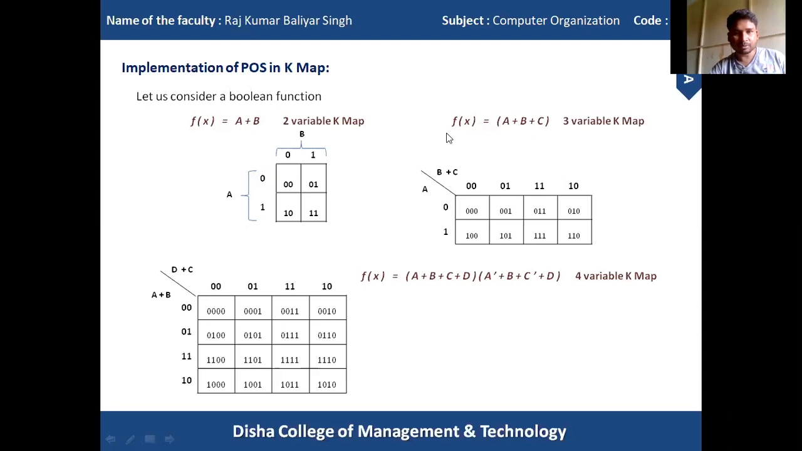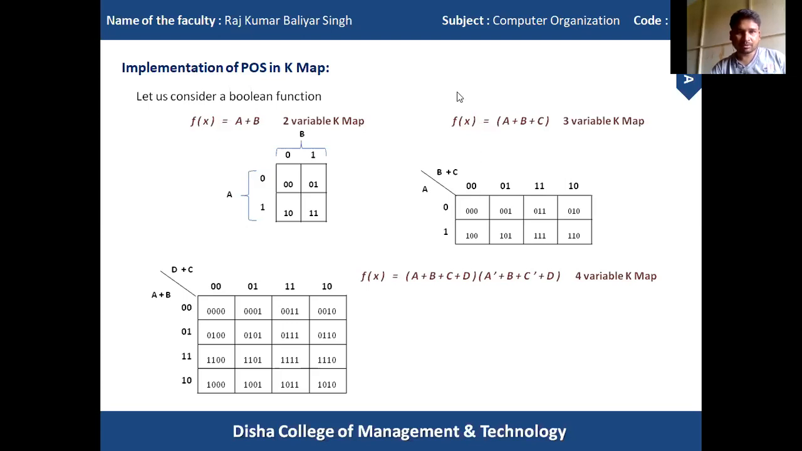For this kind of function, three variables are used, that is a, b, c, to construct this Boolean function. For such a Boolean function we have to implement the three variable K-map. In a three variable K-map we have eight cells, and the cells are adjacent to each other. Suppose this is another Boolean function that may contain four variables, so we have to use a four variable K-map, and in a four variable K-map we have 16 individual cells, all adjacent to each other.